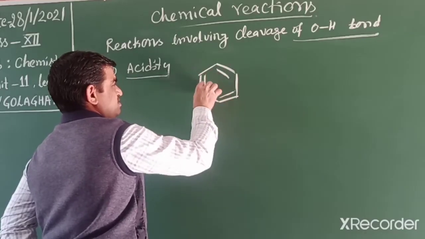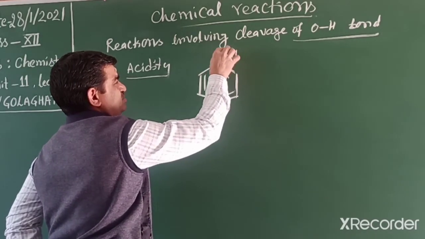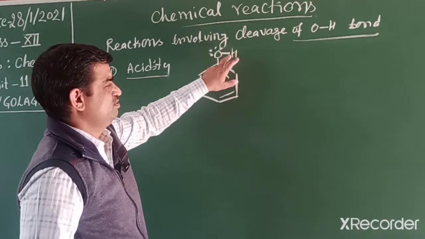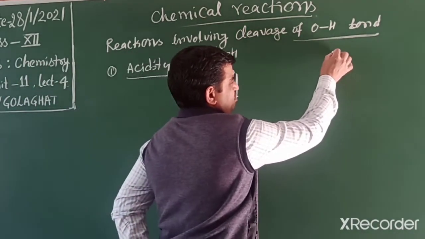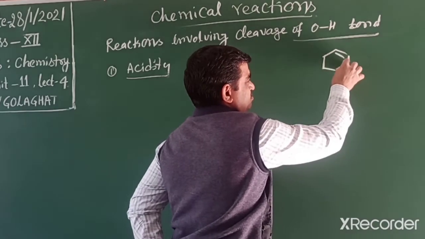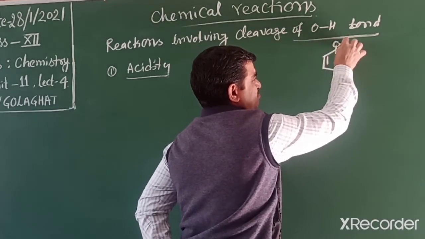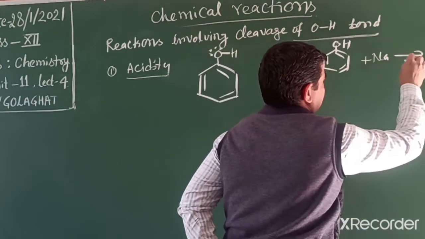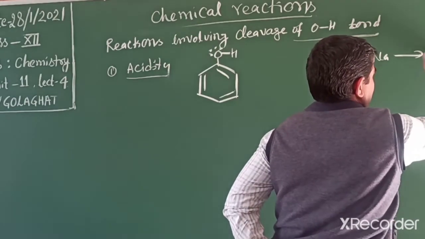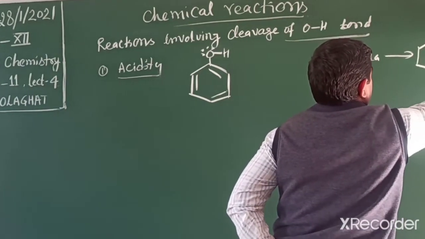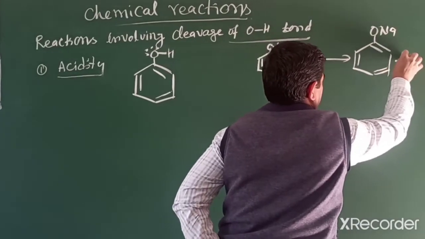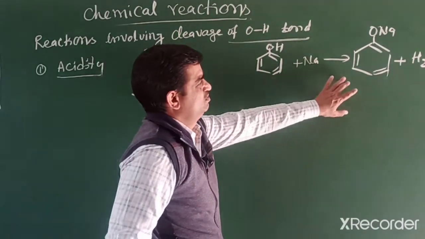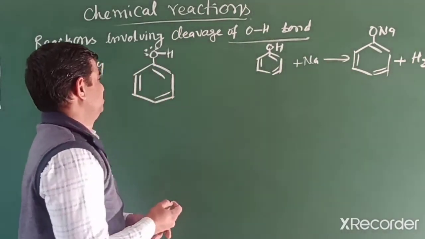We can write here the O-H bond. And we earlier explained when phenol reacts with a metal, when phenol reacts with sodium or aluminium, then what is formed? Phenoxide ion. Sodium phenoxide is formed and hydrogen gas is released. When aluminium reacts, then it also forms aluminium phenoxide.